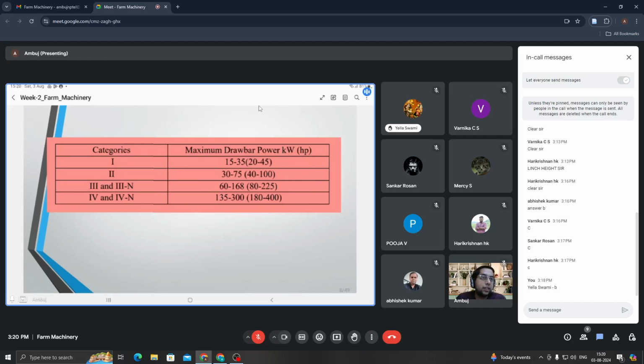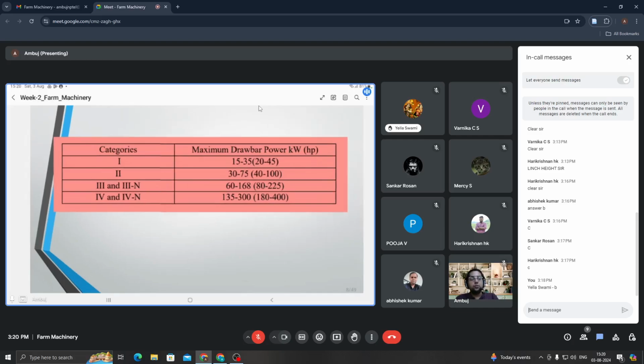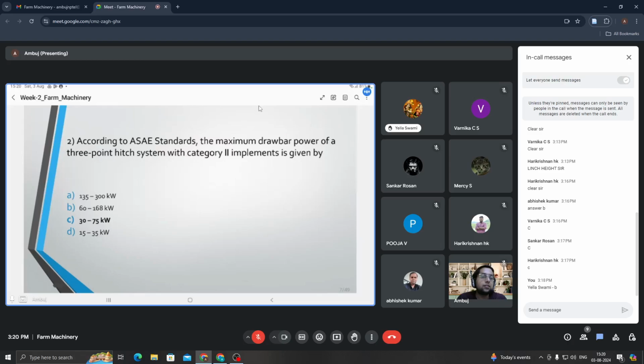What is the full form of ASAE? Anyone? Here it was written according to ASAE standards. American Society of Agricultural Engineers. Yes, this is the full form of ASAE. This standard has been created to standardize various features which are present in automobiles, as well as in tractors or agricultural machinery and implements. ASAE means American Society of Agricultural Engineers.